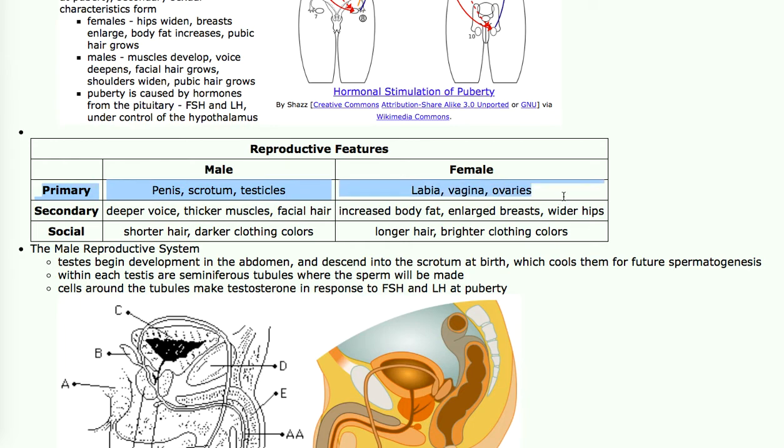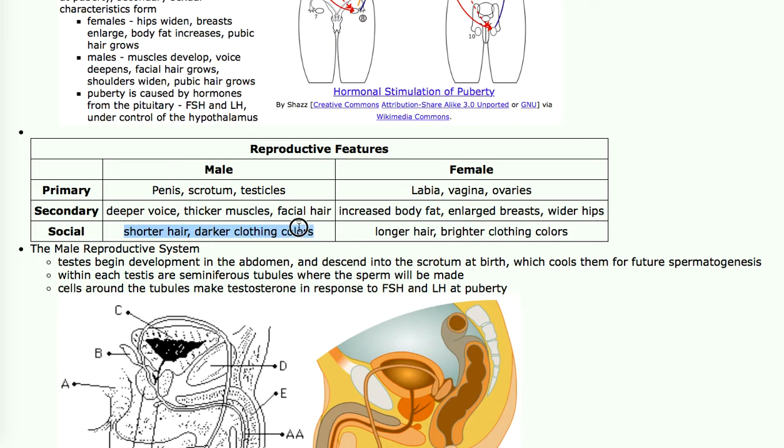I mean, we've had a big fight over this, the importance of these characteristics. In some states, if you have a penis, you cannot go into a girl's bathroom. If you're a female and you have a vagina, you cannot go in the boys' bathroom. Secondary characteristics are important. Deeper voice, thicker muscles, and facial hair allow us to recognize and distinguish females from males. Males typically don't have enlarged breasts, wider hips, and increased body fat. Females have that. But really, the social characteristics are among the most important.